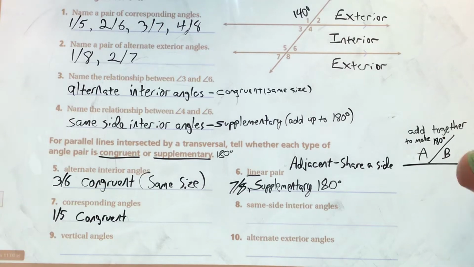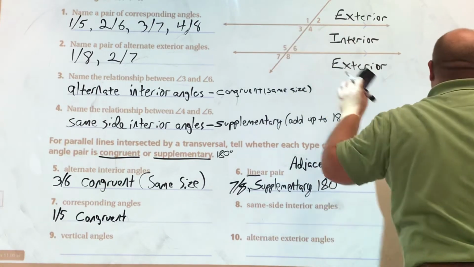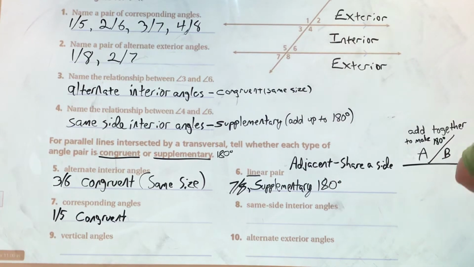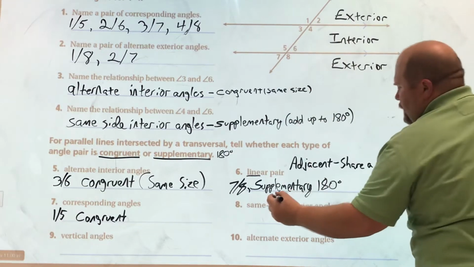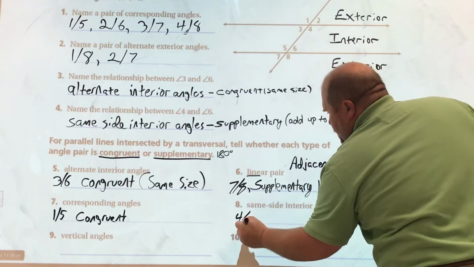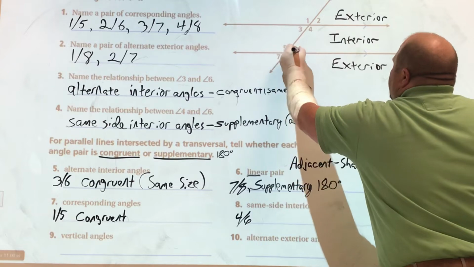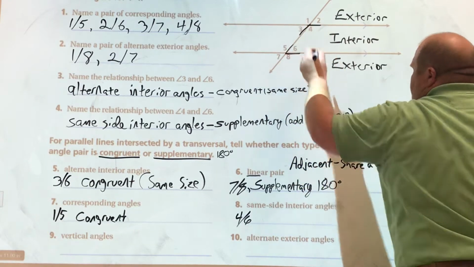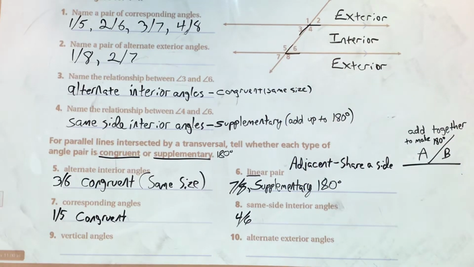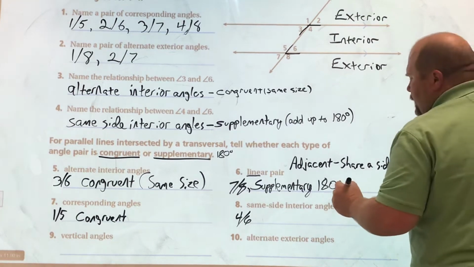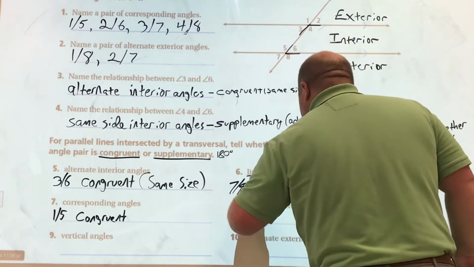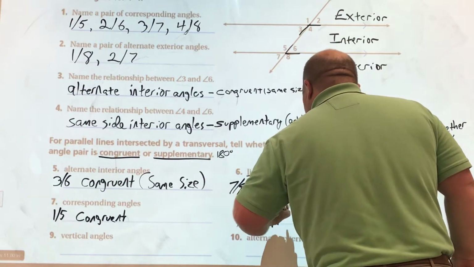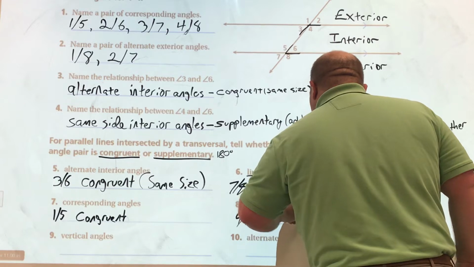All right, number 8, same side interior angles. Same side interior. We could use 4 and 6 as an example. All right. They are not the same size angle. One of them's much tighter, one of them's much more open. So these are not congruent, these are supplementary. Remember, that means they add together to be 180 degrees.